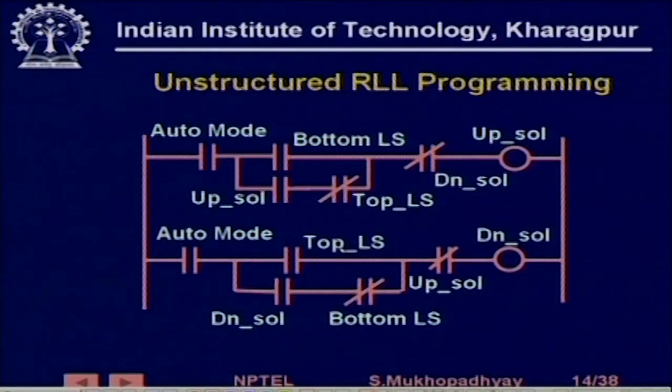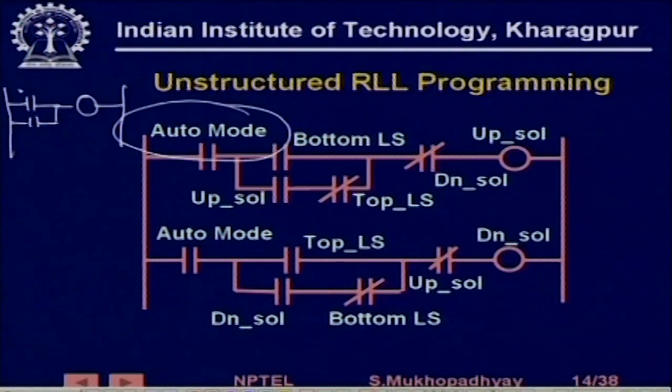It says that if the auto mode, by the way, this auto mode is actually an auxiliary contact corresponding to some logical variable which you can set by a simple rung: auto PB, and then you have an auto mode coil, and here you can have the auto mode auxiliary switch, so that the PB can be released. So this is a sort of persistent input. So if this auto mode is on, everything will work only if the auto mode is on, and then if the bottom limit switch is made and the down solenoid is not on, then the up solenoid will be energized.